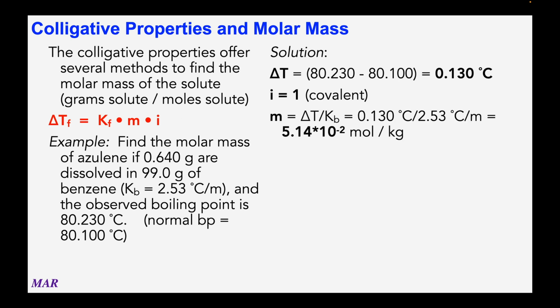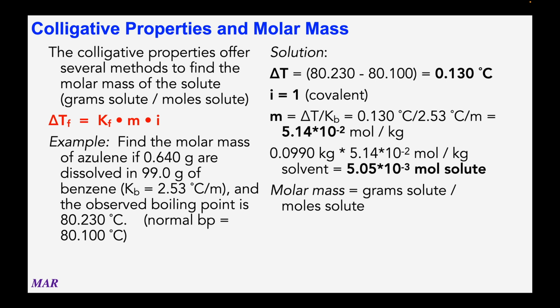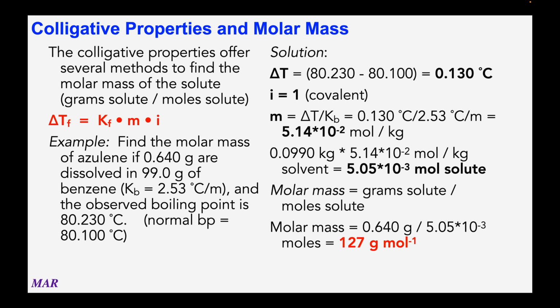That's the idea. m is the molality. It's delta T over K times i technically, but i is just 1, so who cares? When you figure this molality out, it's 5.14 times 10 to the minus 2 moles per kilogram. Now, moles is going to be moles of solute, moles of azolene, and kilograms is going to be kilograms of solvent, kilograms of benzene. So if you take the molality and multiply by the kilograms of benzene, 99 grams divided by 1,000 is 0.0990 kilograms, kilograms times moles per kilogram gives you 5.05 times 10 to the minus 3 moles of solute. That's moles of azolene. Well, we had 0.640 grams of azolene in this problem, so that grams divided by the moles we just calculated, 127 grams per mole, is the molar mass of azolene.